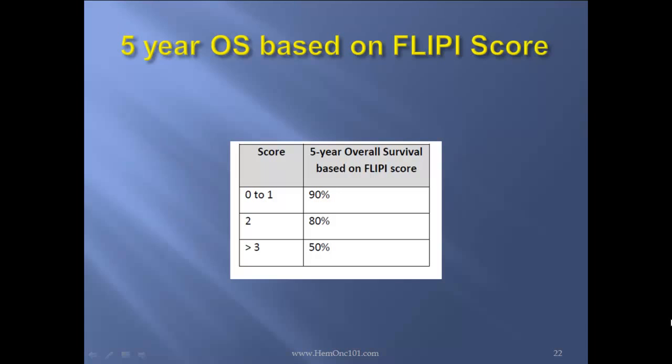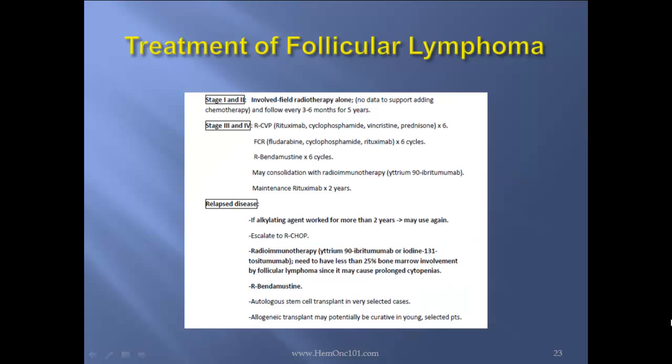The 5-year survival based on the FLIPI score is, for 0 to 1, 90%, for 2, 80%, and for more than 3, 50%. As you can see, anytime in either the FLIPI index, the IPI score, or the IPS for Hodgkin's, anytime you have more than 3, the survival drops to 50%.